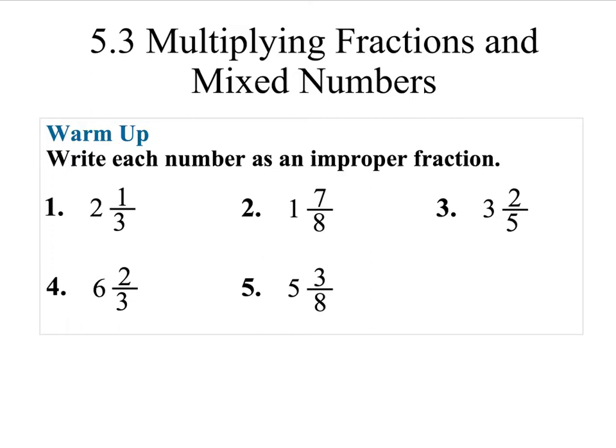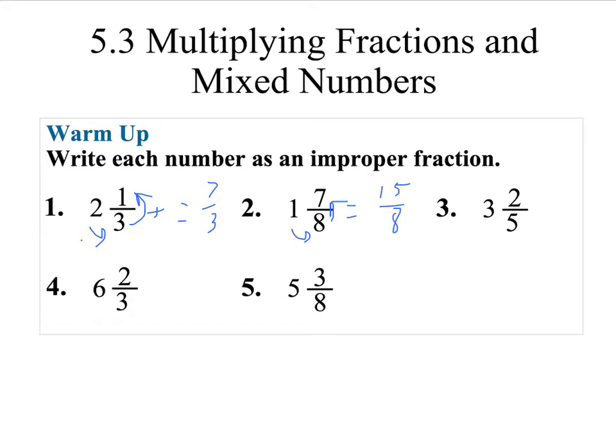Again, remember, when we are looking at mixed numbers, we're putting them as an improper fraction, we multiply going down, and we add coming up. So if I look at 2 and 1/3, I am multiplying 2 times 3 plus 1, I get 7, and I keep my denominator of 3. So my answer is 7/3. Moving on to the second one, multiply 1 times 8. Add 7, I get 15/8.